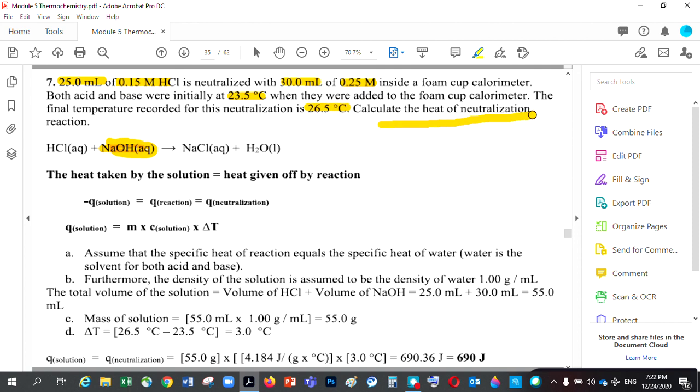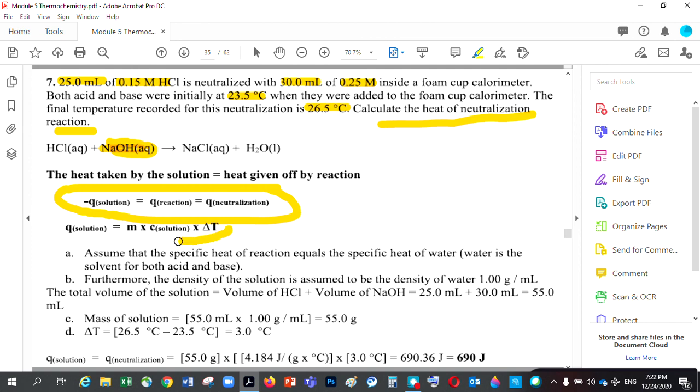Calculate the heat of neutralization reaction. It is very fancy to know how much heat I will generate if I mix this amount of acid with this amount of base. So the same idea we did. The heat of neutralization, the heat of solution, the heat of reaction, they are the same thing. It's a reaction because sodium hydroxide reacted with HCl. This is a neutralization type of reaction, and this is a solution as well. So this is the same thing.